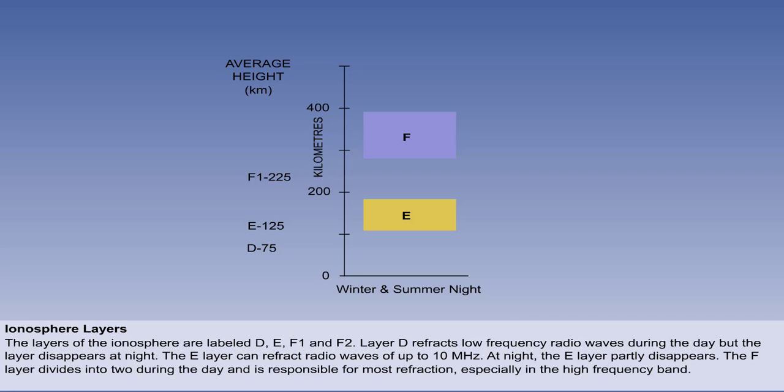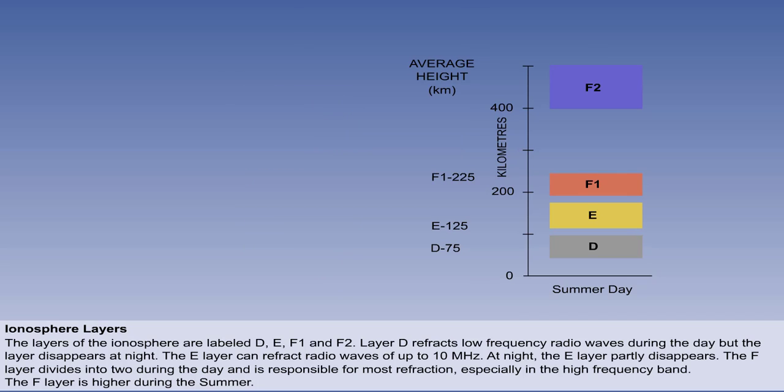The ionization in the F layers is quite intense. Consequently, these layers are responsible for most skywave propagation of radio waves, facilitating high-frequency radio communications over long distances. This frequency band is commonly known as shortwave and lies between 3 and 30 MHz. During the summer, as the sun shines more directly on the Earth, the F2 layer is higher, and so radio waves will be refracted further.